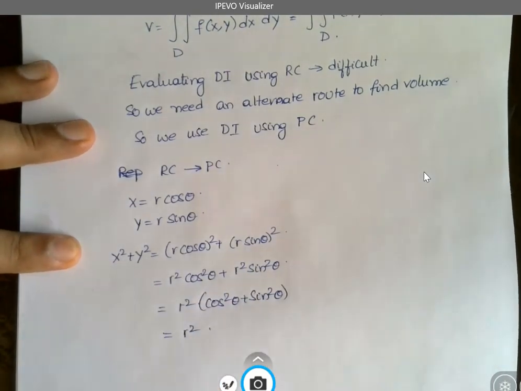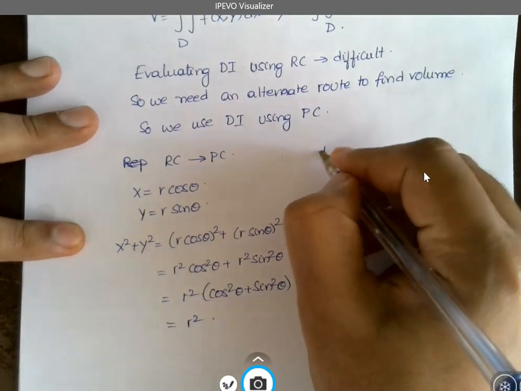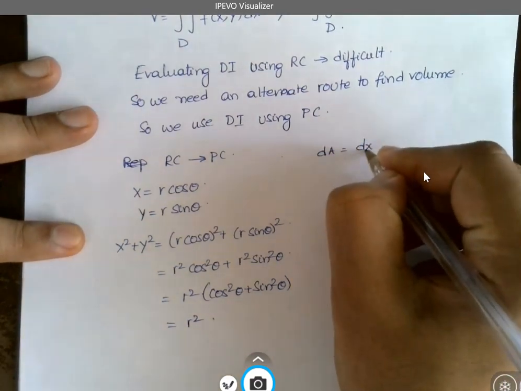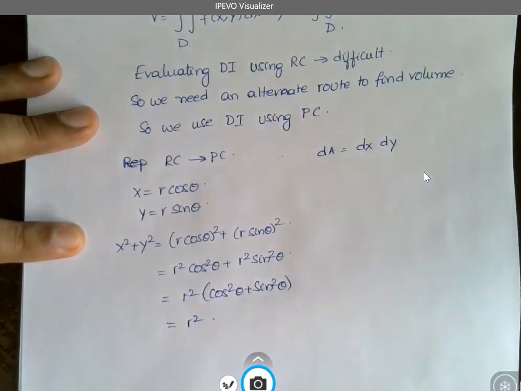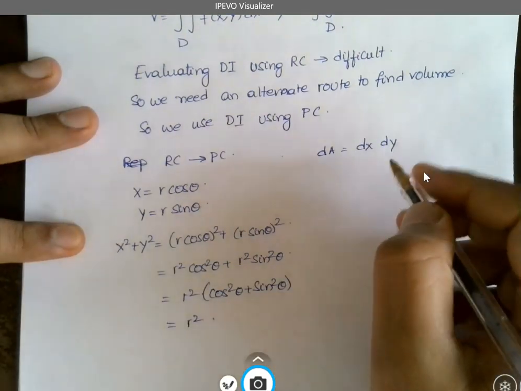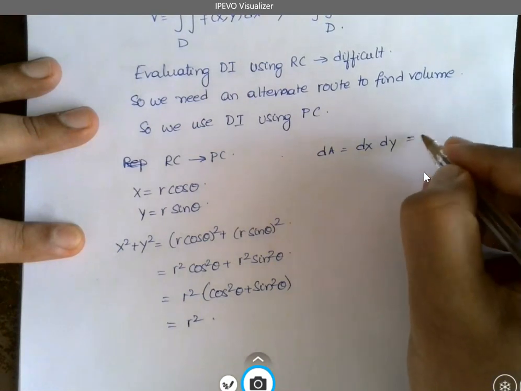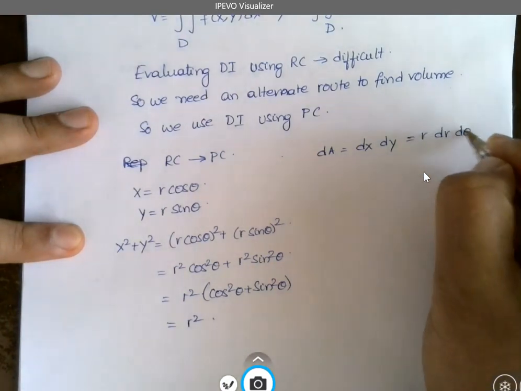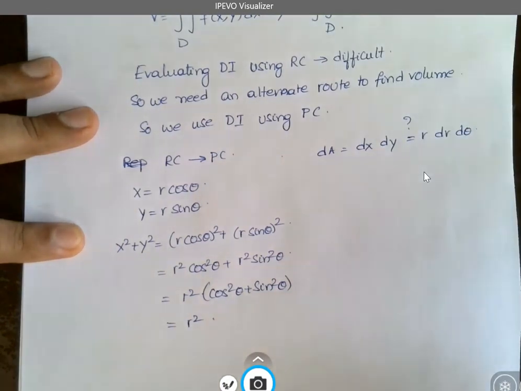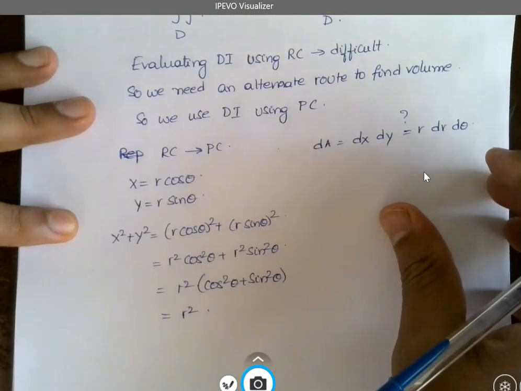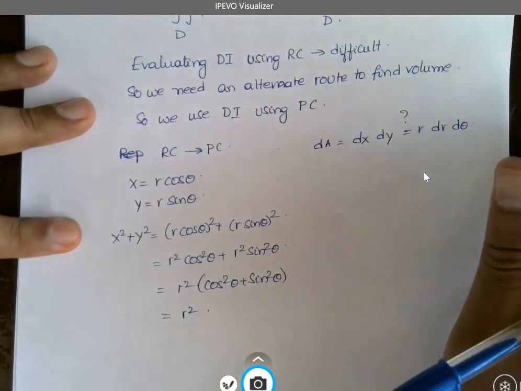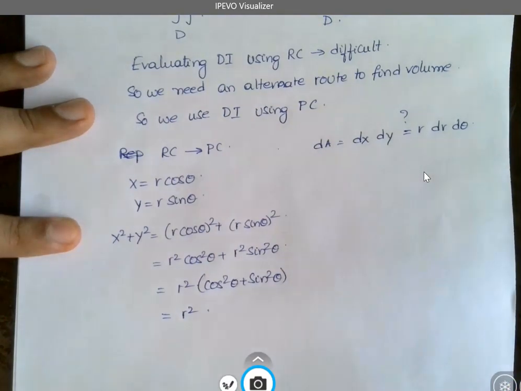The next thing is dA, which is dx dy, and you want to change it into the form r dr d theta. The answer is r dr d theta. But you might ask, why do you want to do that? First of all, by the power invested in me, just accept it from me.